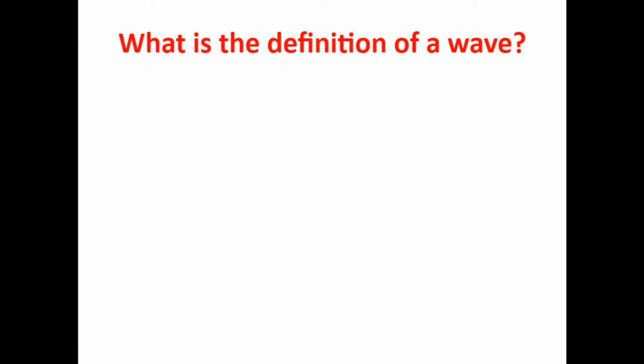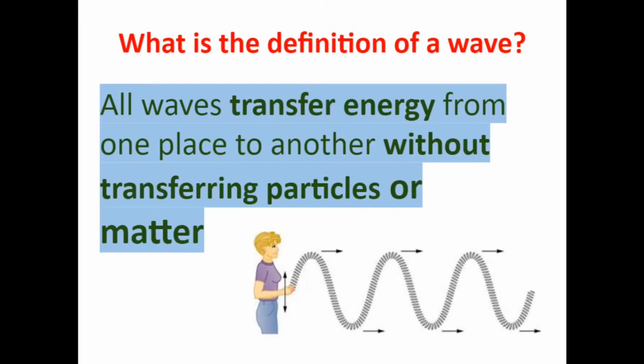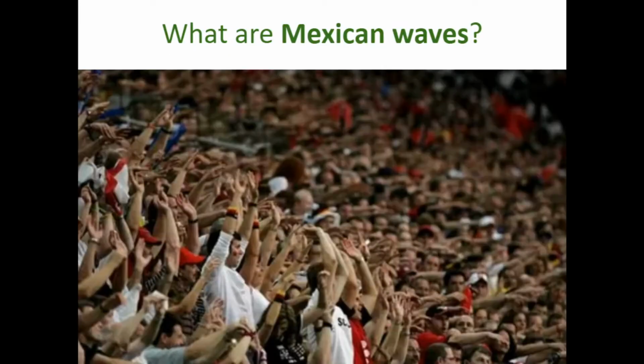Well, the true definition of a wave is that all waves transfer energy from one place to another without transferring particles or matter. Okay, now you can see that in the Mexican wave perfectly. The people, the particles or the matter, they're not transferred around the stadium, but the energy is, the wave is. The people just oscillate. They stand up, they sit down, but they don't change their overall average positions. They don't transfer around the stadium. But the important thing is the wave does, or the energy does. That's what waves do, okay?